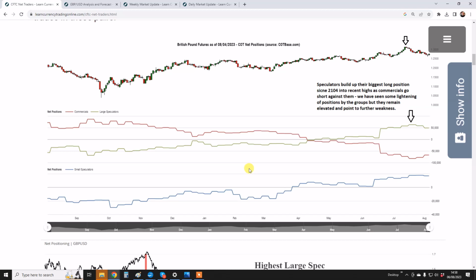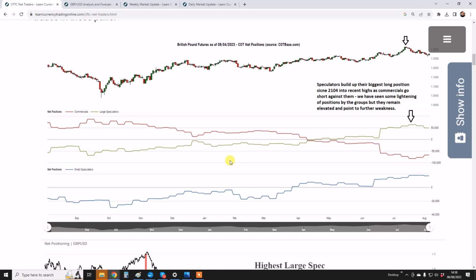They're hedgers, they're not going to move their positions aggressively unless they think prices have moved too far from fair value. You can see they think prices have moved too far from fair value, they drop heavily short. Speculators take up their biggest position long since 2014. You double top and then you come down. Now we have seen some lightening of positions since I did my last video, but they're still extreme, and it still points to more downside in the British pound.